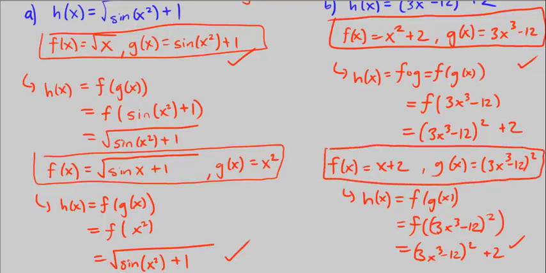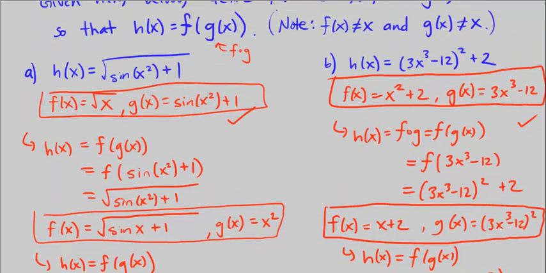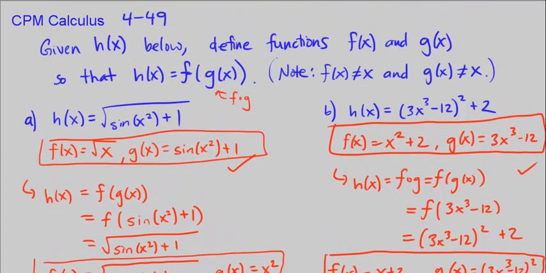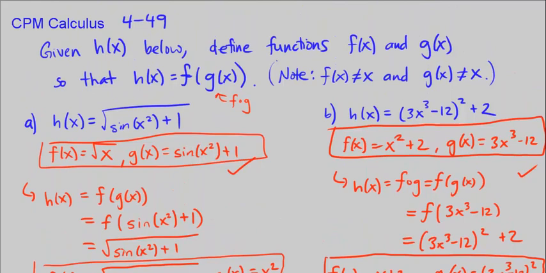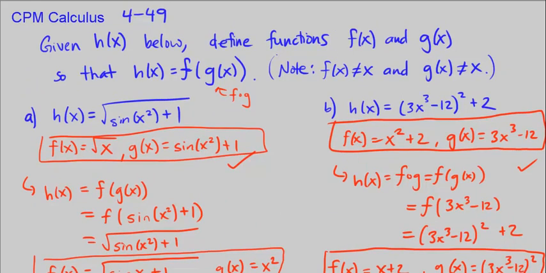Again, there are a variety of answers for each of these, A and B, and this is just a couple of possible solutions. So that ends for us CPM Calculus Chapter 4, number 49.